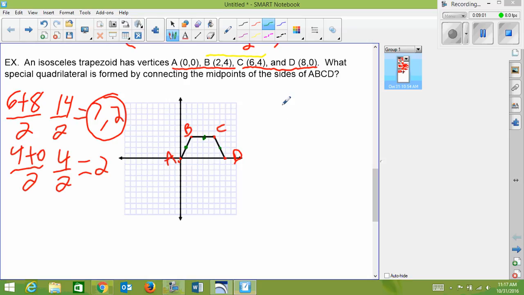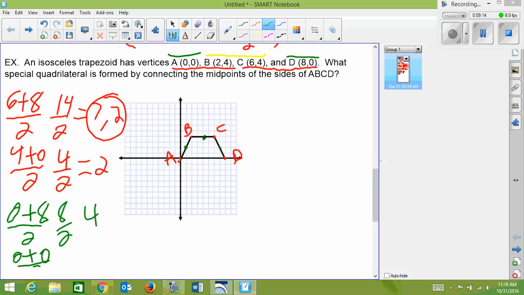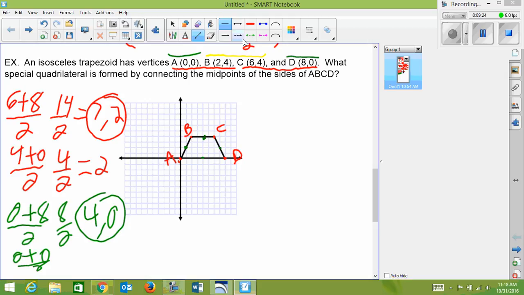And then I still need to do AD. So 0 plus 8 divided by 2, 8 divided by 2 is 4. And for my other one, I have 0 plus 0 divided by 2. So guess what? It's still 0. So 4, 0 is my last midpoint right there. Okay. I'm going to connect my lines so that you can kind of see what's going on.